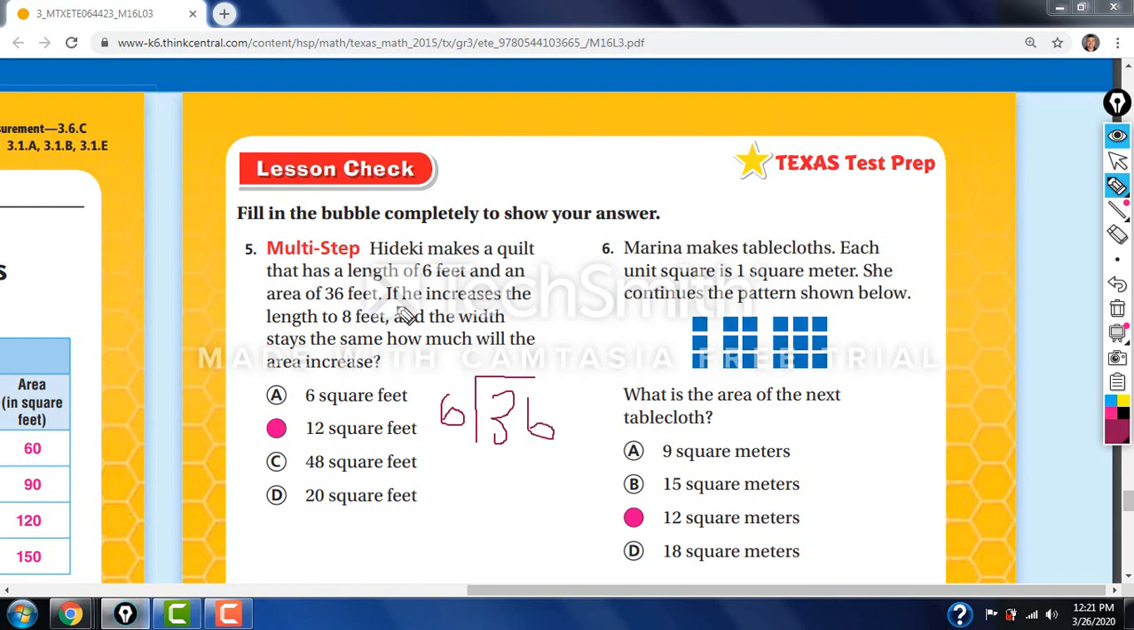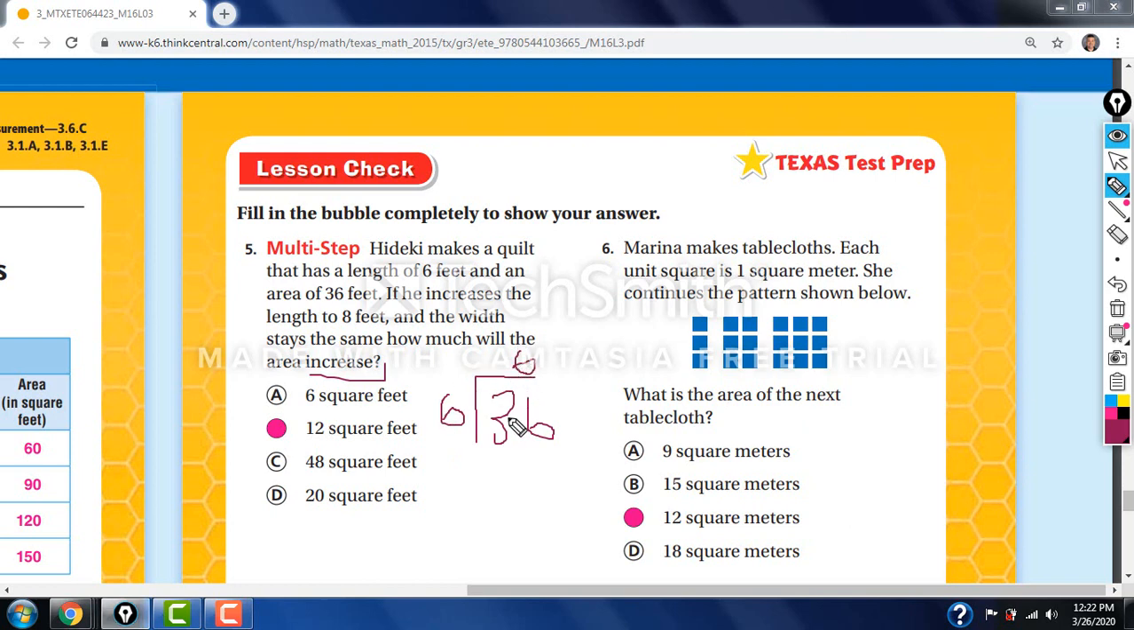If he increases the length to 8 feet and the width stays the same, how much will the area increase? So before I do that, I have to figure out what the width is to start with. If I look at 36 and I look at 6, what does the width have to be in order for the area to equal 36? Good, Lena. Yes, it has to be 6 because 6 times 6 equals 36.